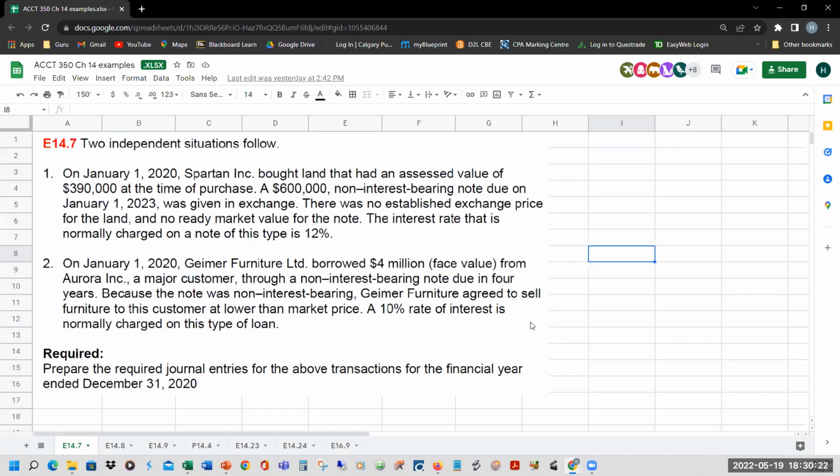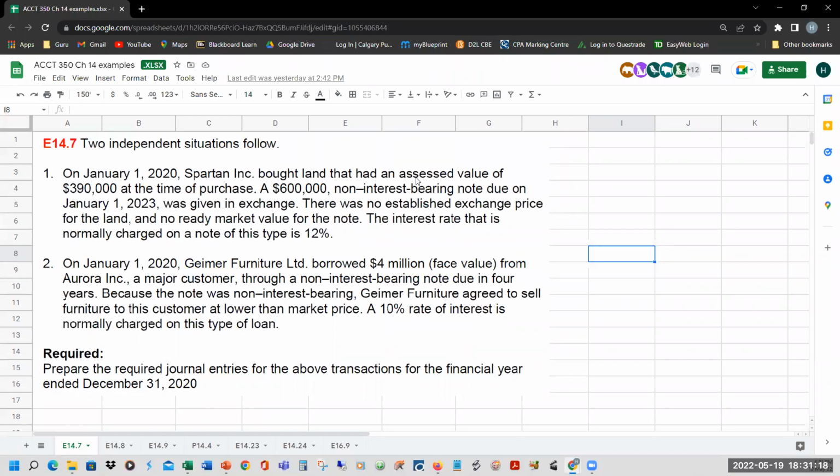basically talks about a couple of independent situations. In the first case, there's a company called Spartan Inc. on Jan 1st, 2020. They bought land that had an assessed value of $390,000 at the time of purchase. Now, the assessment is carried out by the city, right? And if you own a property, typically the assessment is done in the summer months, when you don't have a lot of snow on the ground and so on. And the city assessors just drive by. They don't come inside of the property or anything. So they kind of look, and they also will look at how much the average houses in the location have sold for. Long story short, the assessment value may not always be the fair value, okay?